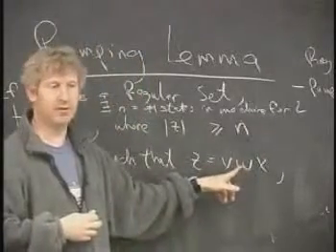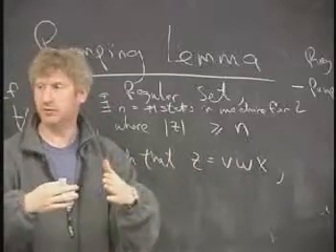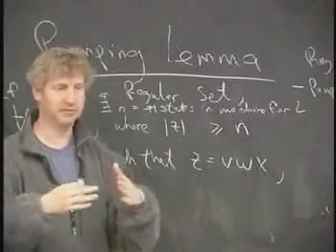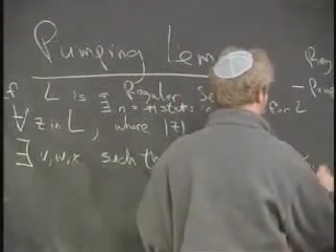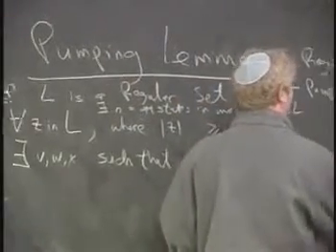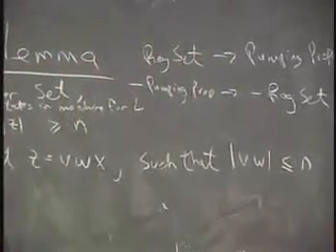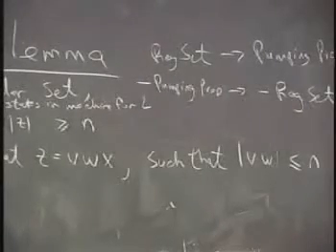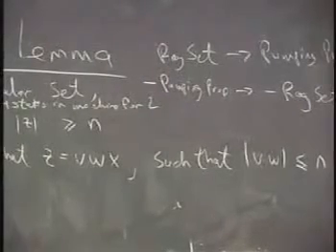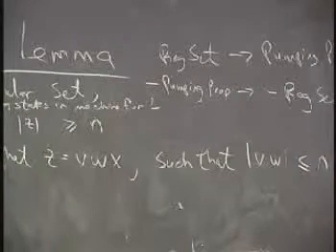Okay, the VW. So by the time the VW is over, you can't go more than n symbols. So we write that like this, such that the VW part is less than or equal to n. All right, everyone understand that? So by the time you're finished with the loop, you can't be past n symbols. The loop has to come within the first n symbols.